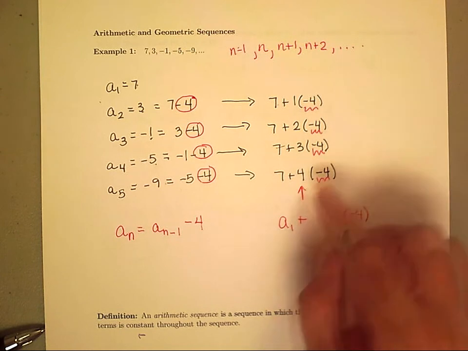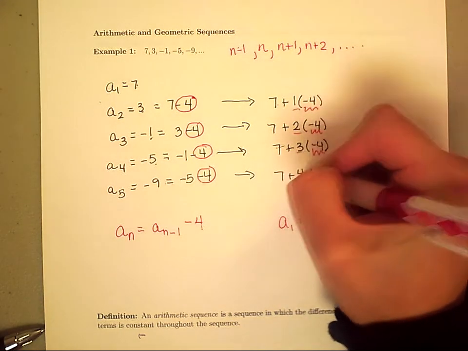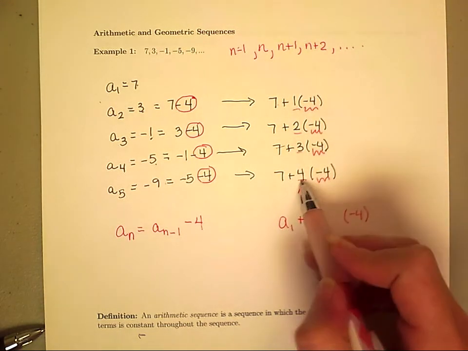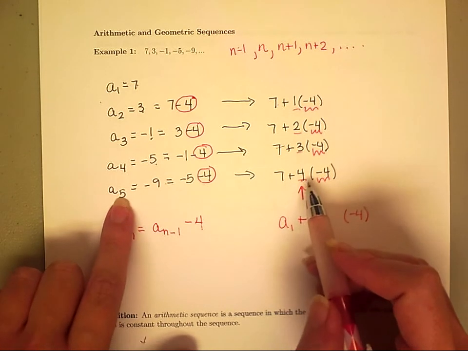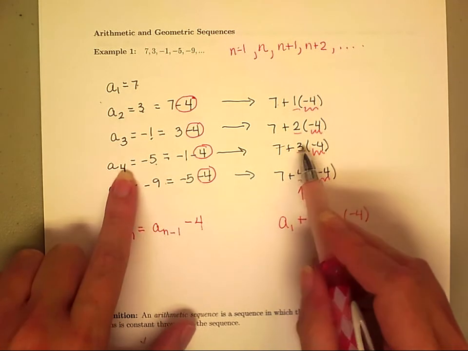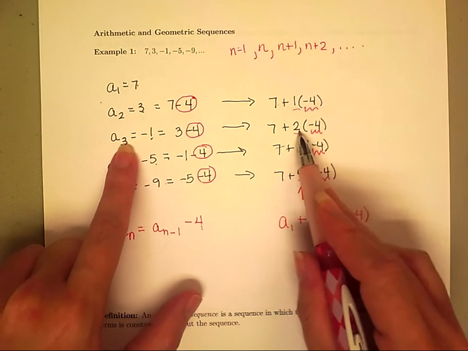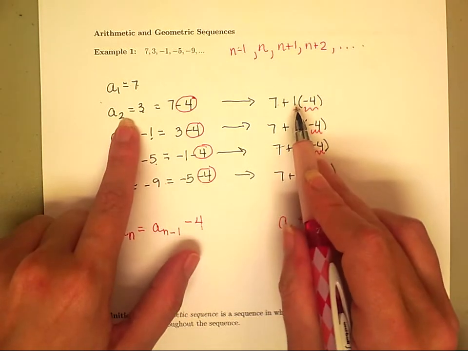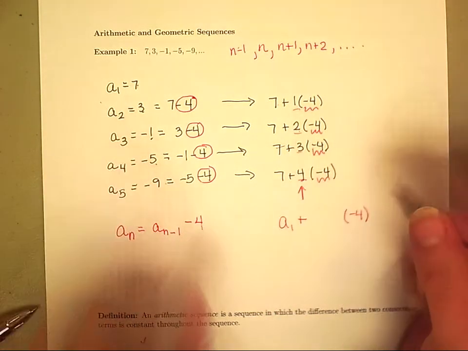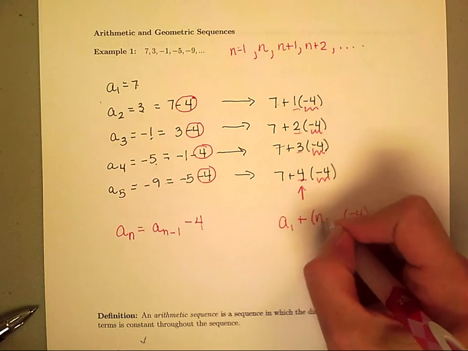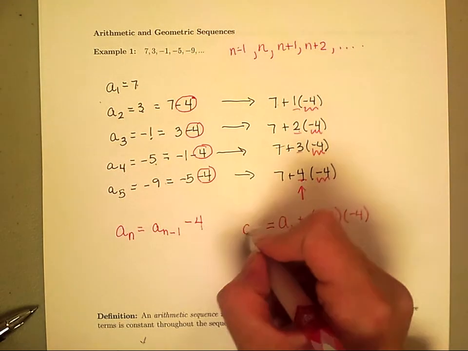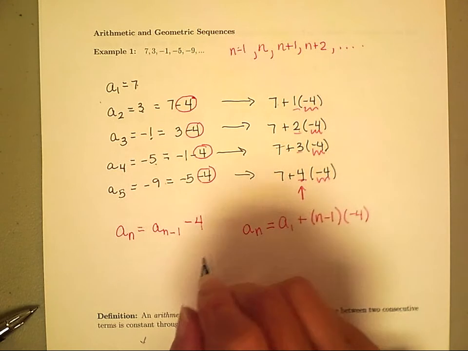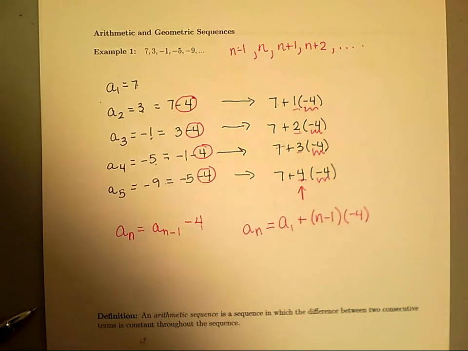Okay, so what is it that we're going to call these numbers 1, 2, 3, 4? Well, if I look at them in terms of n, here n is 5, this one's 4. N here is 4, this one's 3. N here is 3, this one's 2. N here is 2, and this is 1. So really, those numbers are n minus 1. And this is another way that I could describe the nth term. Okay, so this is the pattern.